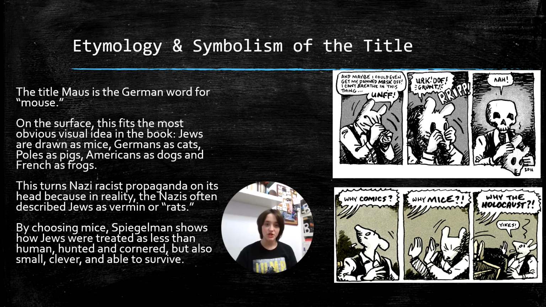So now let's see the etymology and symbolism of the title. The title Maus is the German word for mouse, of course, it's very obvious. This fits the most obvious visual idea in the book. Basically, Jews are drawn as mice and other people from other countries are drawn differently: Germans as cats, Poles as pigs, Americans as dogs, and French as frogs. We'll talk about why the author chose to draw them as animals in a while. This also helps us understand how Nazi propaganda was racist and often described Jews as vermin or rats. So basically, it helps us understand what the Germans said about the Jews, right?